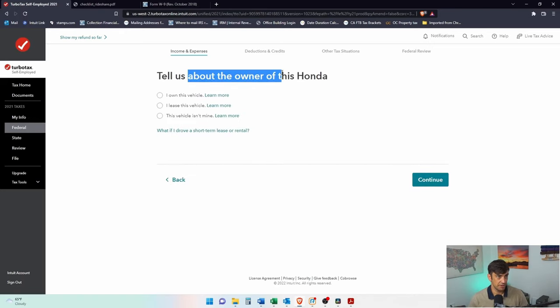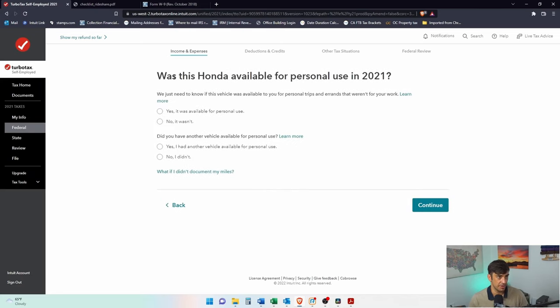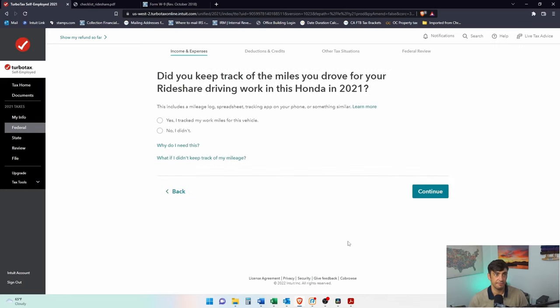Continue. Tell us about the owner of this Honda. I own the car. Okay, that's most common. Was this Honda available for personal use? Yeah, this is my only car. So I did use it for grocery store runs and the gym and visiting my mom, stuff like that. So we would put, you know, it is personal. Did you have another vehicle? No, this is my only car that I have.